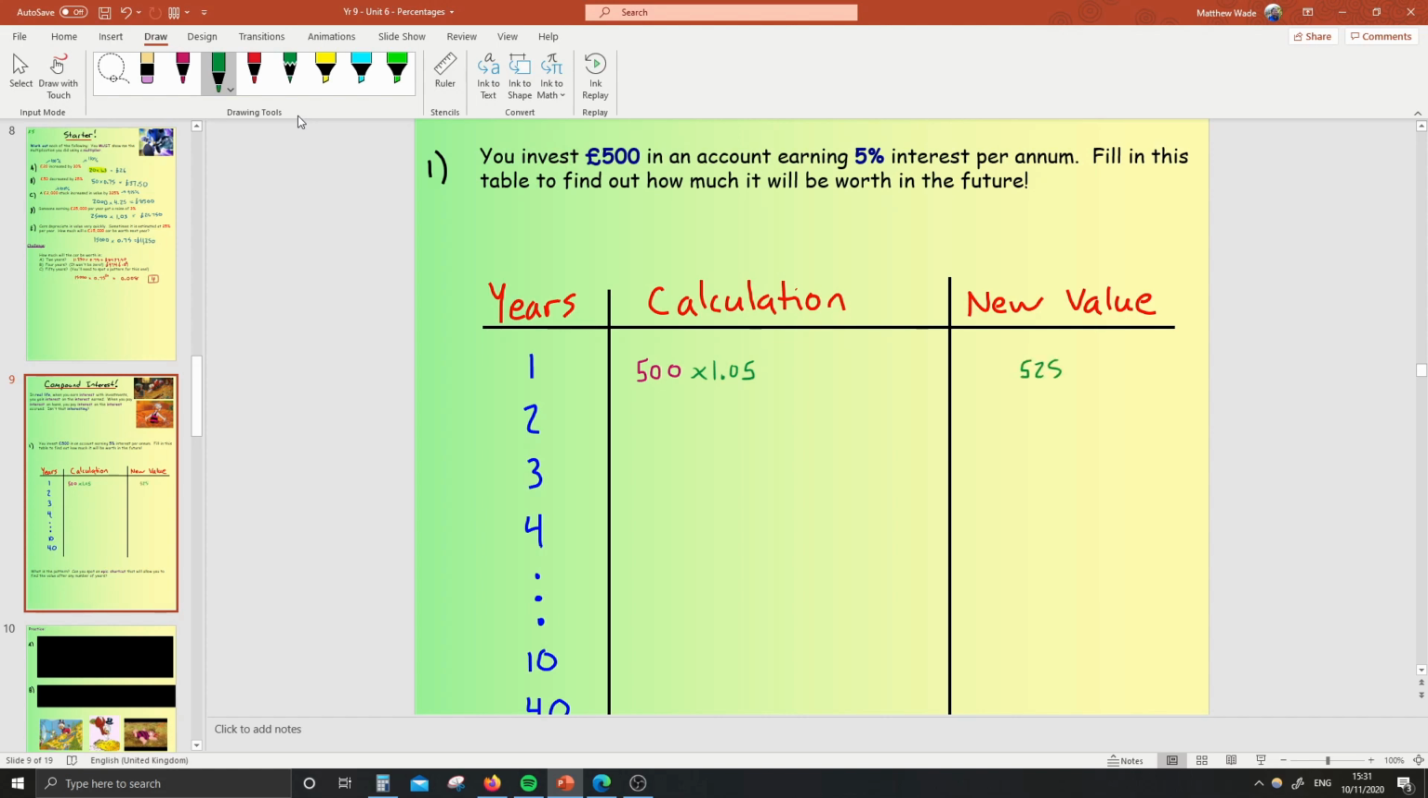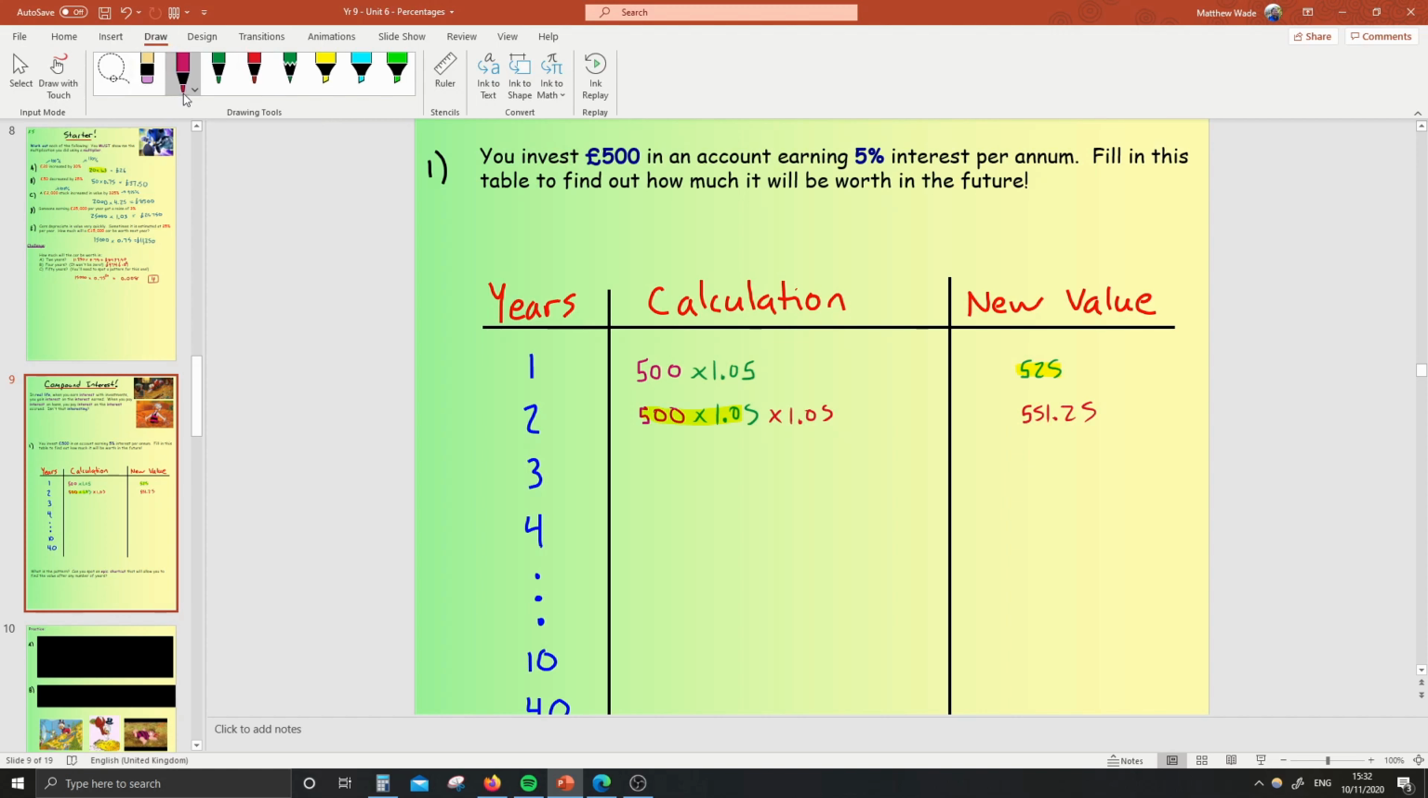What about in the second year? Well, I could take the 525 and then times it by 1.05, but you guys know that 525 is actually the same as the calculation itself, right? So here's what I'm going to do. I'm going to write 500 times 1.05, because we already know that this equals that. So instead of writing 525 there, I'm going to leave it as a calculation. But then what happens is I have to times by 1.05 again. So when you do that, you end up with 551.25.